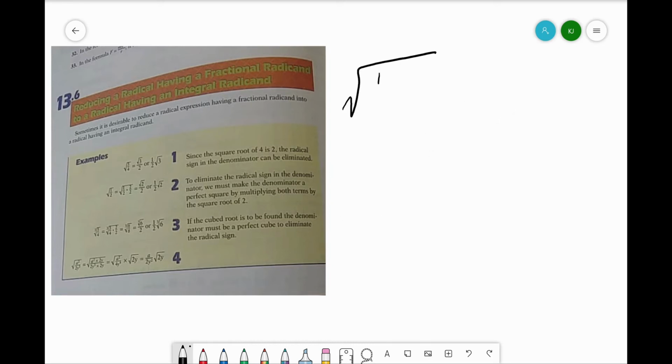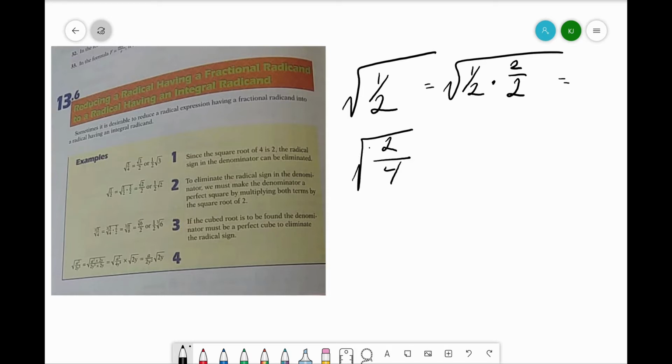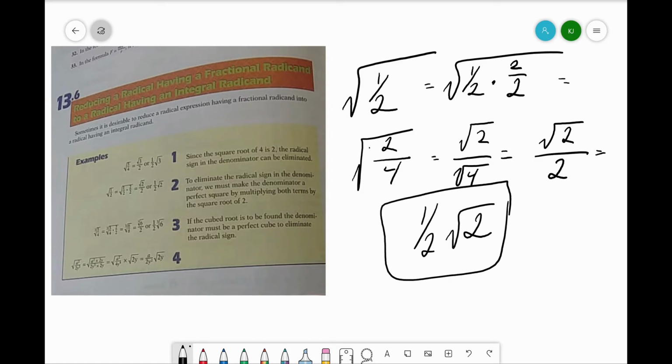And then if we had just the square root of 1/2, to eliminate the radical sign of the denominator, we must make the denominator a perfect square by multiplying both terms by the square root of 2. So for this, we're going to go, well, this could be the square root of 1/2 times 2 over 2, because we want to make both of them a perfect square. So that would change it to being 2 over 4 that we're square rooting, or square root of 2 over square root of 4, and as in the previous one, 4 can be just reduced down to 2. And again, it would be 1/2 square root of 2. Okay?